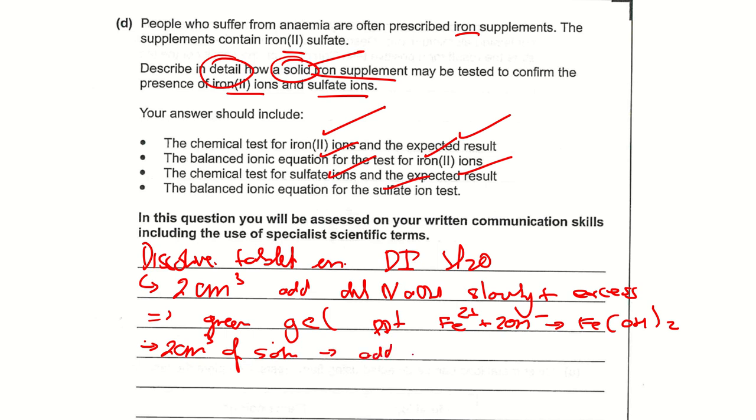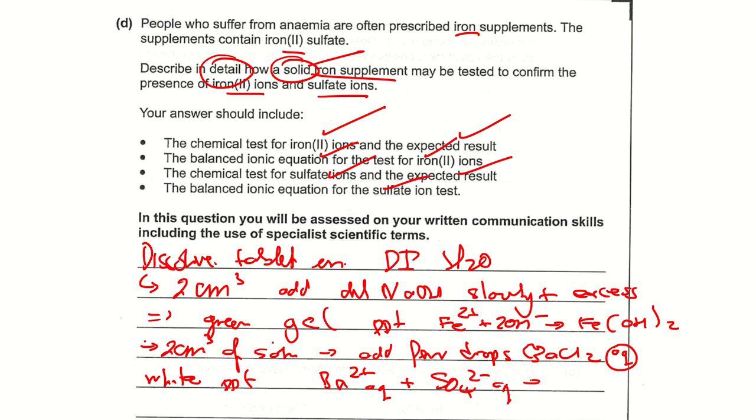Okay, we will add a few drops this time of barium chloride solution, aqueous, important you say that. From that you will get a white precipitate. Okay, the ionic equation for that is barium ions from the barium chloride, plus the sulfate ion from the solution, both aqueous, form your white precipitate. Your white precipitate is a solid of barium sulfate. There you go, full marks.